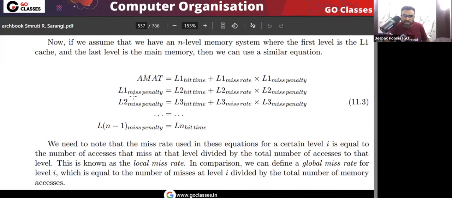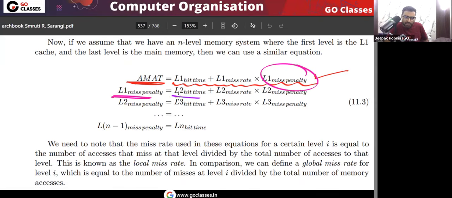You can write the complete formula recursively, as in this diagram. In this equation, average memory access time is equal to L1 hit time plus L1 miss rate into L1 miss penalty. That's it, this is your formula. But now what is this L1 miss penalty? That is equal to L2 hit time plus L2 miss rate into L2 miss penalty. Now what is this L2 miss penalty? That is L3 hit time plus L3 miss rate into L3 miss penalty, and so on. You keep going. And remember, for the last level, the miss penalty is the same as main memory access time.